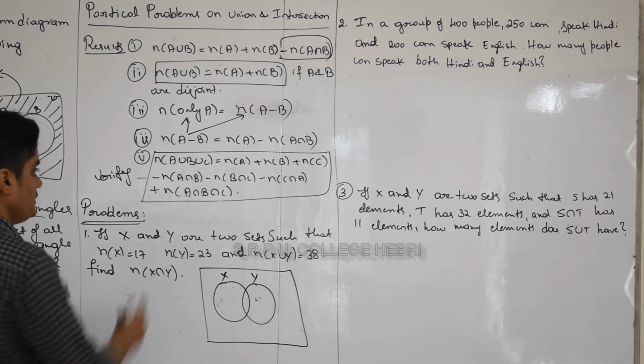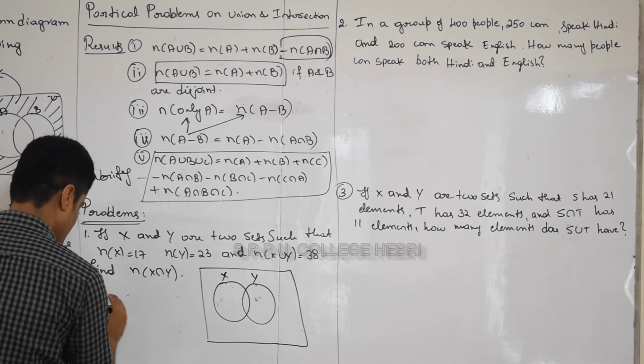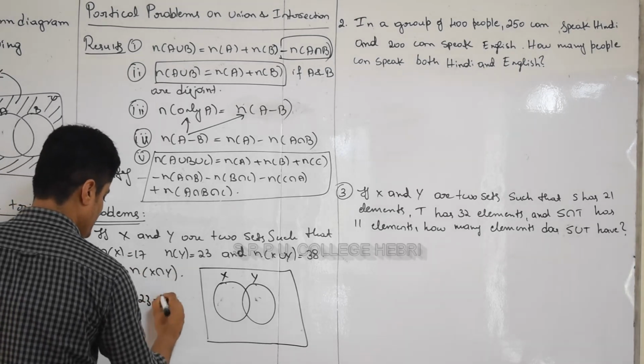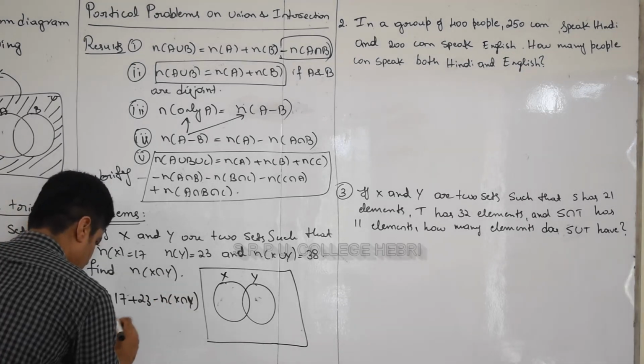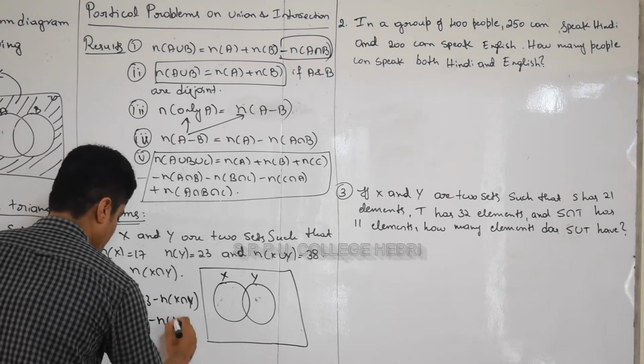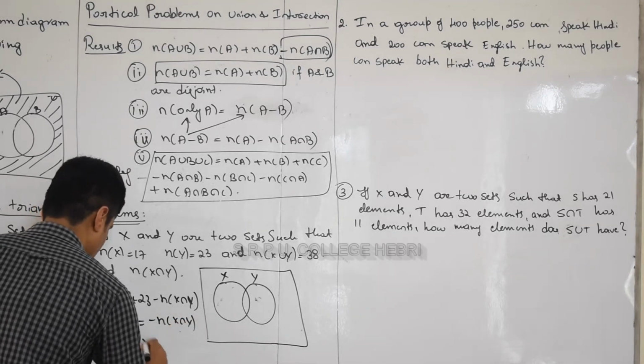So which is better? The first formula. Okay, the union is given as 38, n of A is known, 17, n of B is known, 23, and this is required. 38 minus 40 is equal to minus n of x intersection y. So therefore, what is n of x intersection y? 2.